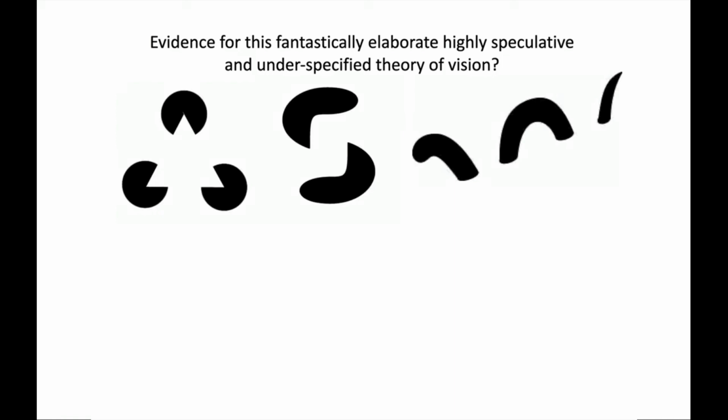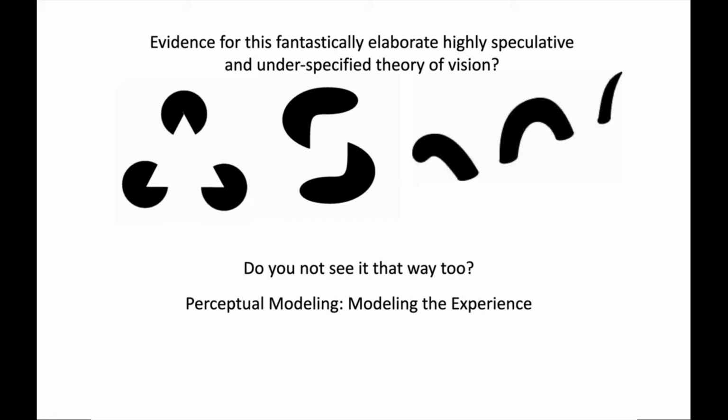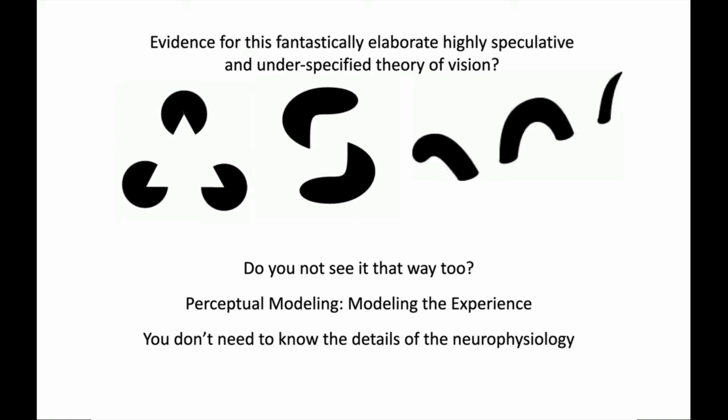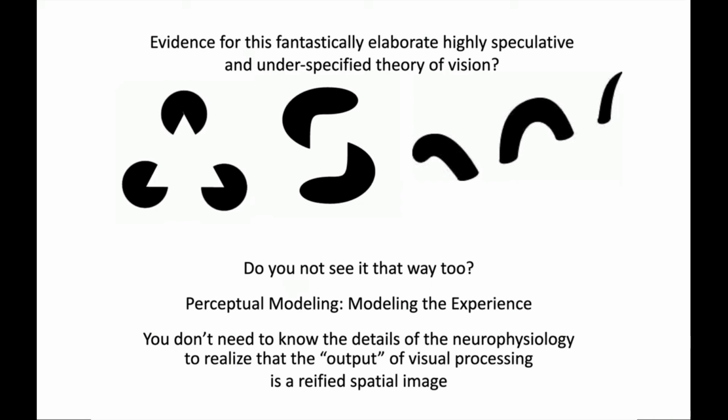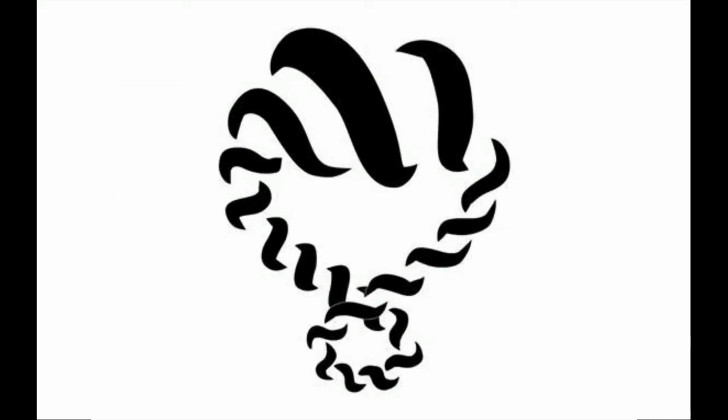So what is the evidence for this fantastically elaborate, highly speculative, and underspecified theory of vision? Well, here's the evidence right there. Do you not see it the way everybody else does? Perceptual modeling emphasizes that you can model the experience itself without regard to the underlying neurophysiology. You don't need to know the details of the neurophysiology to realize that the output of visual processing is a reified spatial image.